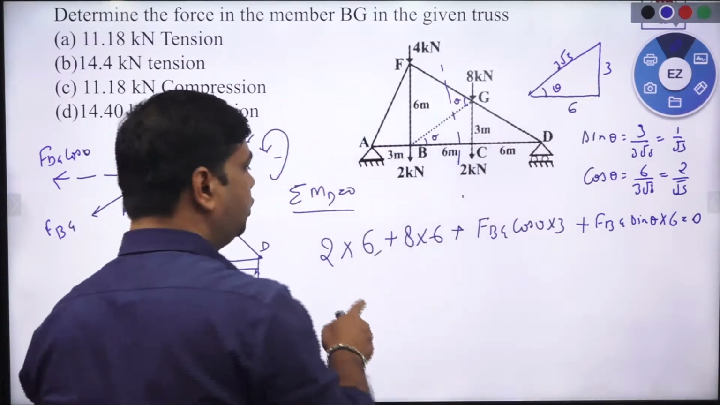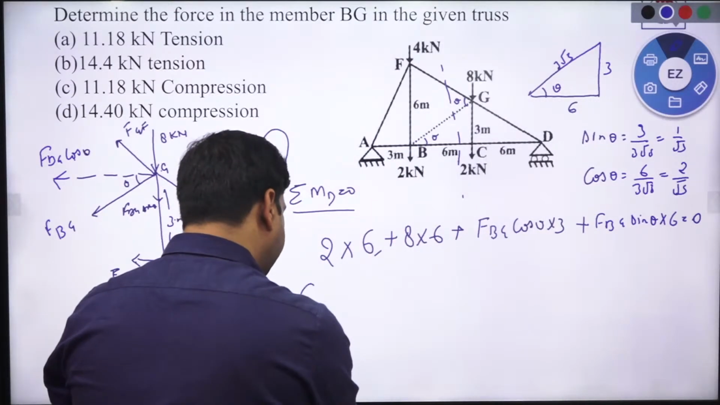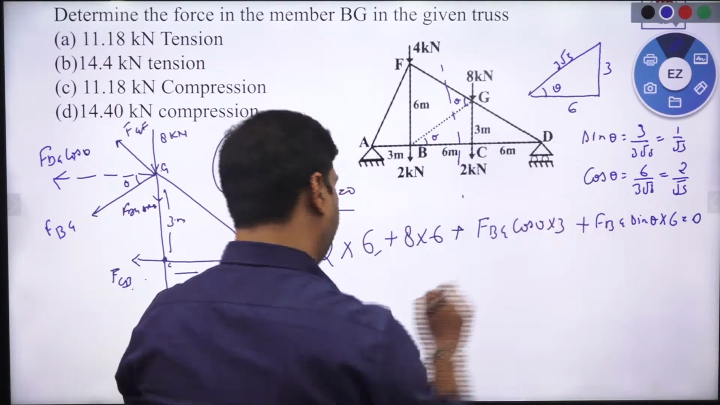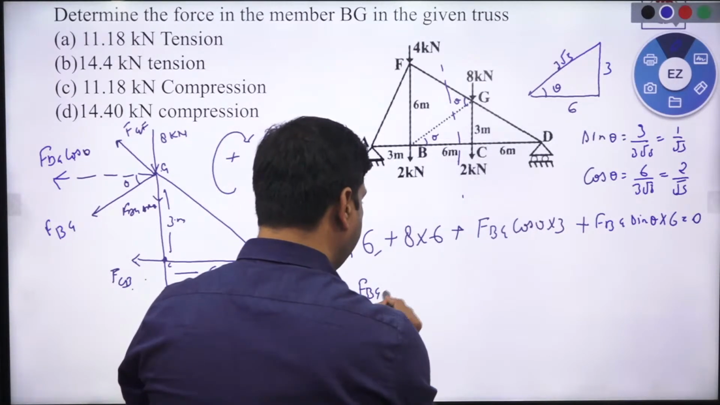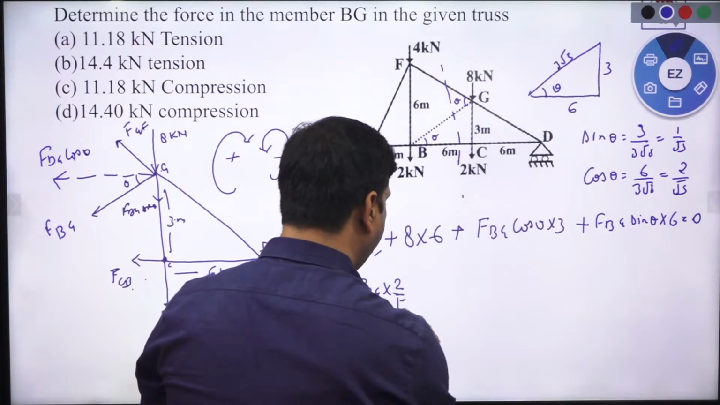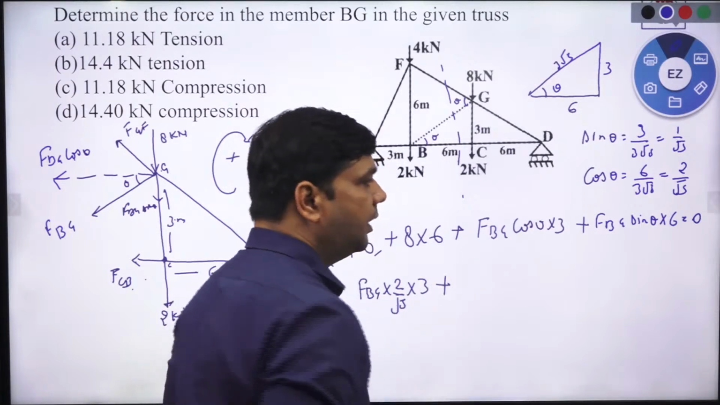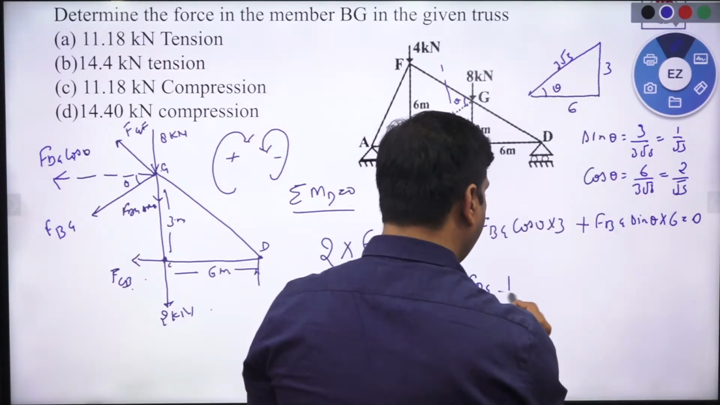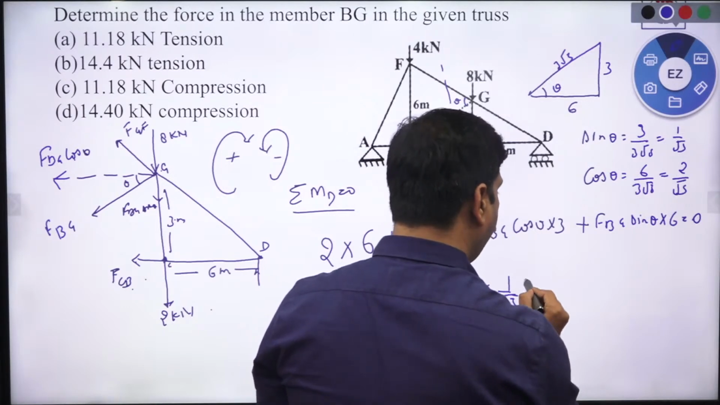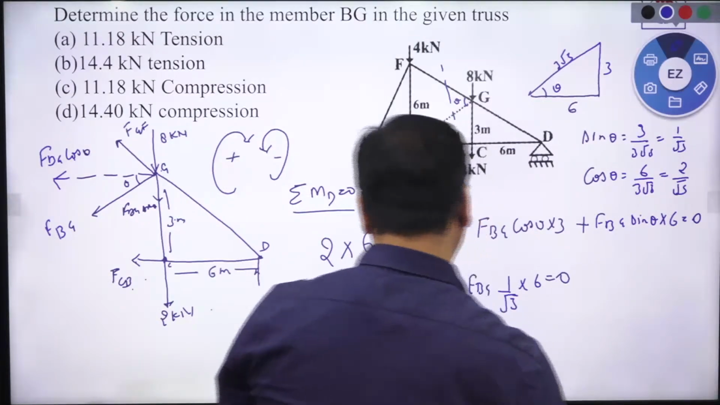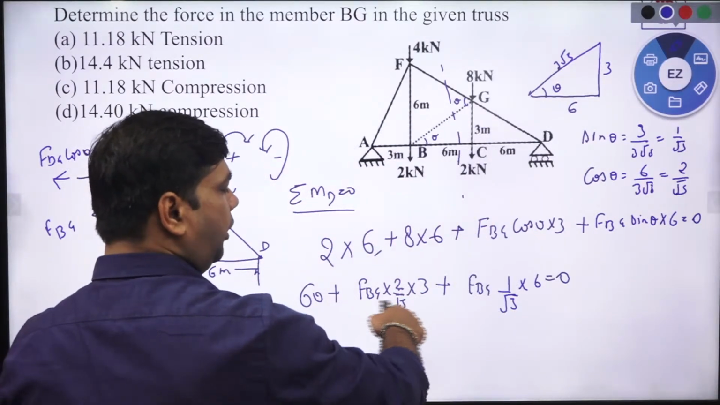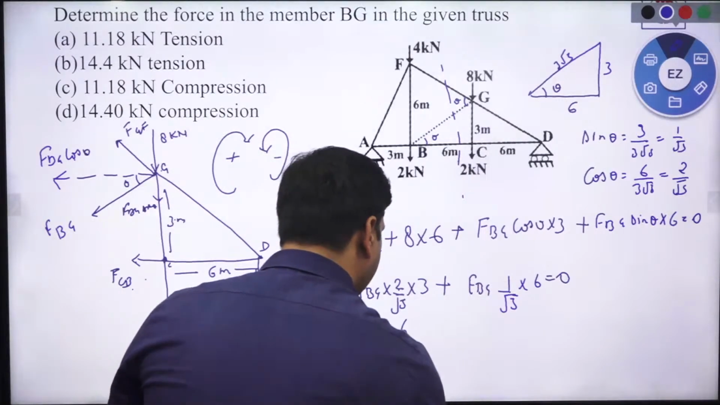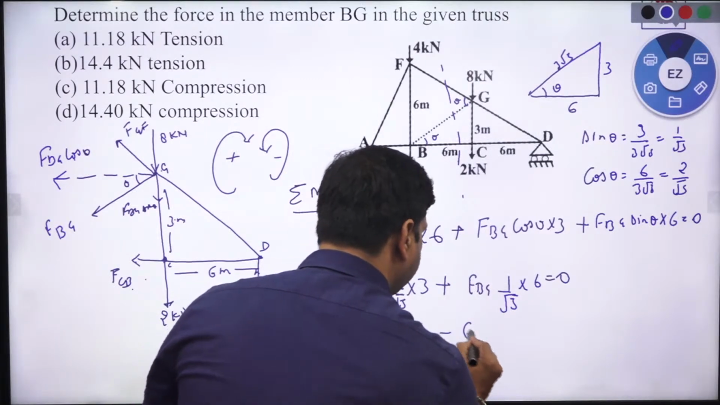Okay, 2 into 6 is 12. 12 plus 48 comes to 60, plus FBG cos theta, where cos theta has the value 2 by root 5. So FBG into 2 by root 5 multiplied by 3, plus FBG sin theta, where sin theta has the value of 1 by root 5, multiplied by 6, equals to 0. So from here we can write this as 6 root 5, or this is also 6 root 5. So 2 into FBG 6 divided by root 5 equals to minus 60.